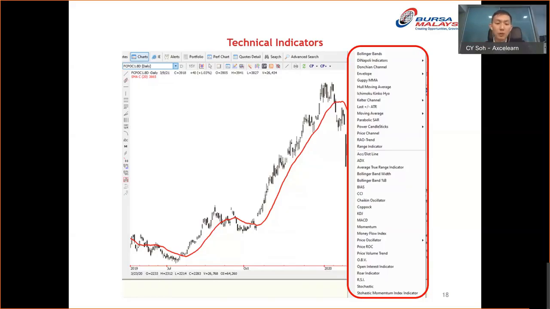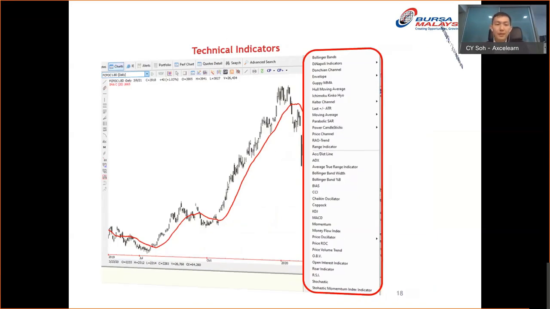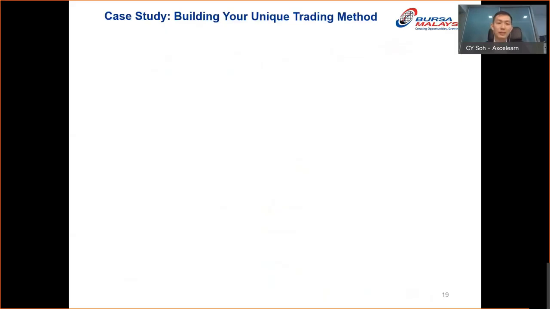So back to the very important key aspect of a trading method, which is making your trading decisions. Now, let's go on to a brief small case study to build your own unique trading method. Earlier I shared many indicators with you. Now listen carefully, as I'm going to ask you this question. Please tell me which indicator is best for you to use. I repeat, which indicator is best for you to use? You can type in the comment box below which is the best indicator that you are currently using.